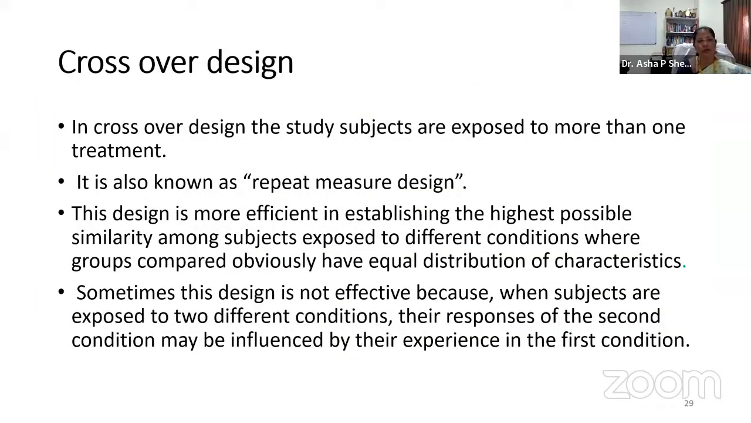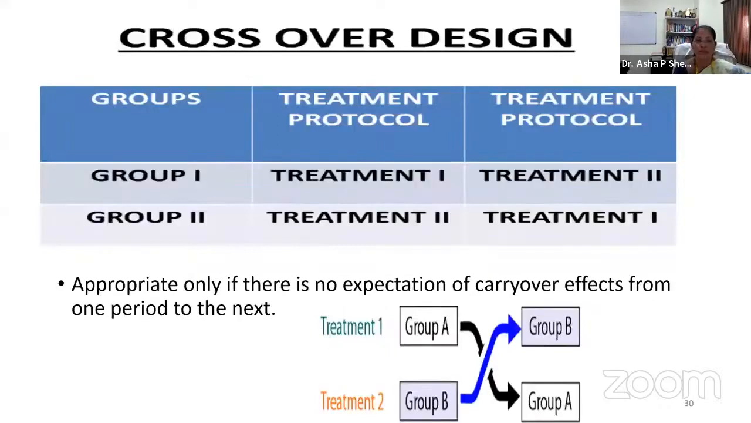Next, we move on to the crossover design. In crossover design, the study subjects are exposed to more than one treatment. So it is also known as the repeated measures design. It is more efficient in establishing the highest possible similarity among the subjects exposed to different conditions, where the groups compared obviously have an equal distribution of characteristics. Sometimes this design is not effective because the participants may carry the influence of the treatment they had in the previous setting. So sometimes there have to be washout sessions.